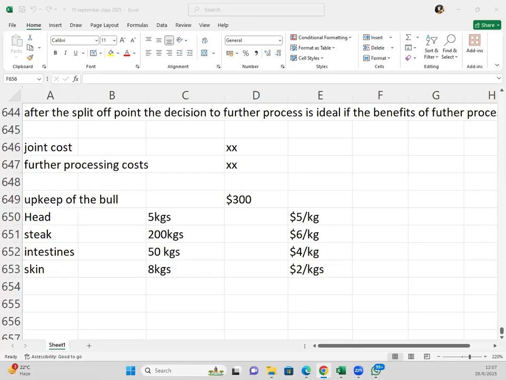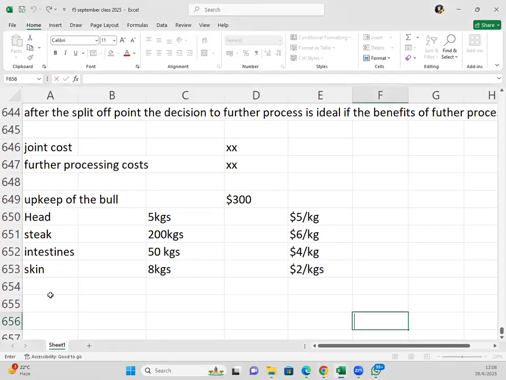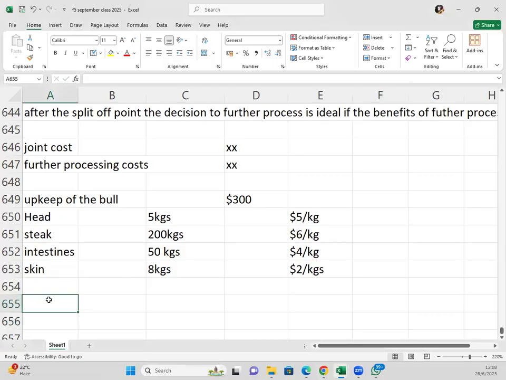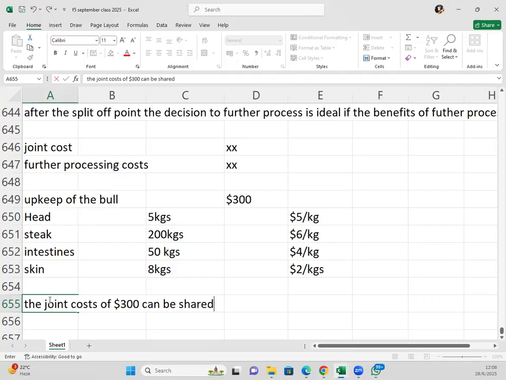The first method is that the joint costs can be shared based on the physical units method. So if we are sharing using the physical units, we are looking at the output. So we can share this 300, the joint cost of 300, based on the physical units.